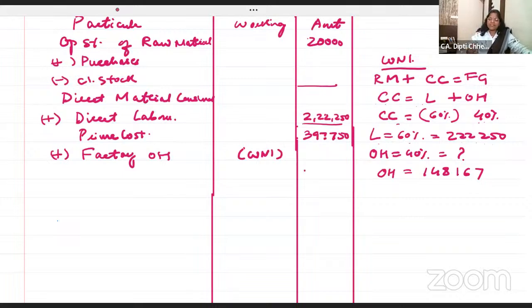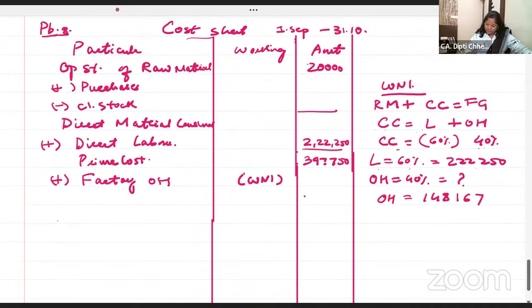Please spare 2 minutes extra and tell me, is the working note clear? You don't write it on the right hand side. You can write it down. I have to scroll up and down, screen disturb hota hai. That's why I'm writing here. Raw material plus conversion cost is finished goods. This is the logic. Conversion cost is nothing but labor and overhead. So if overhead is 40%, labor is 60%. For 60%, if this is the figure, 40% kitna? Or you can do 100% also. Hai na? So factory overhead is 148,167.